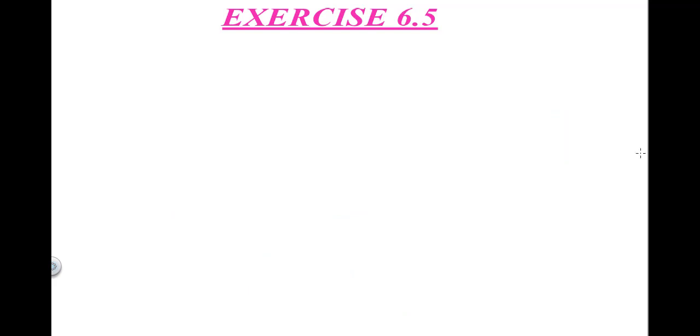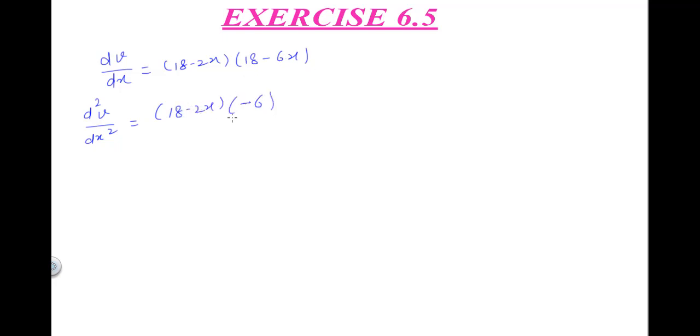So let us just write on a separate page what is dV by dx that we got, (18 minus 2x) and (18 minus 6x). So let us differentiate it again, d square V by dx square. Putting the first one as constant, the second one 18 minus 6x, the differentiation will be minus 6, plus (18 minus 6x) as it is. Differentiation of 18 minus 2x will give us minus 2. Now what is the value of x that we have to place? 3.